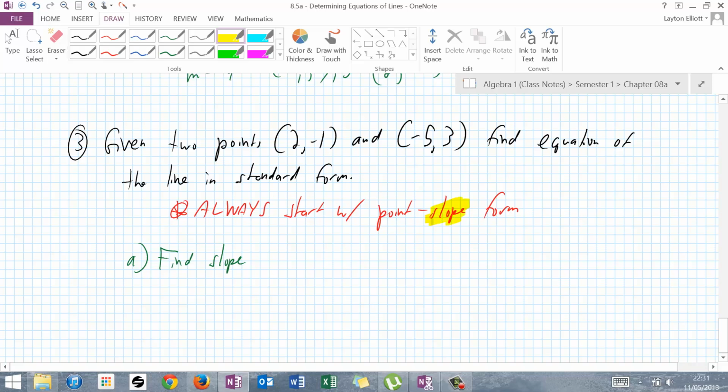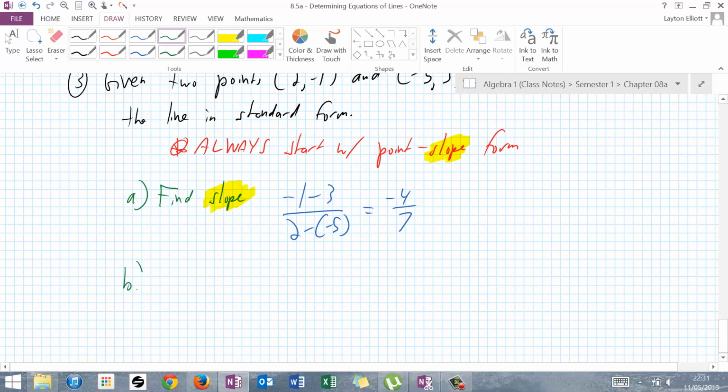So I need to find a slope. Here's my highlighted slope for point slope form. And to find a slope, I'm going to do the change in y over the change in x. -1 minus 3 over 2 minus a -5, which gives me -4 over 7. So there's a slope.